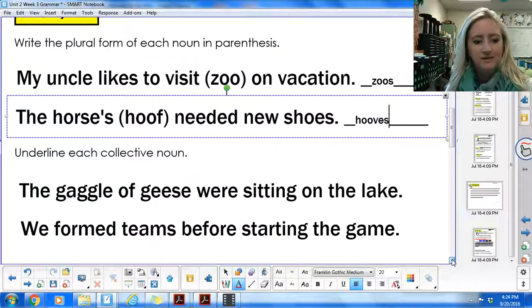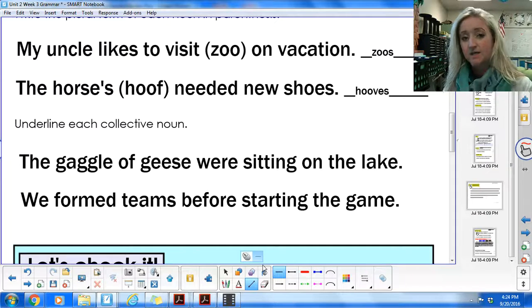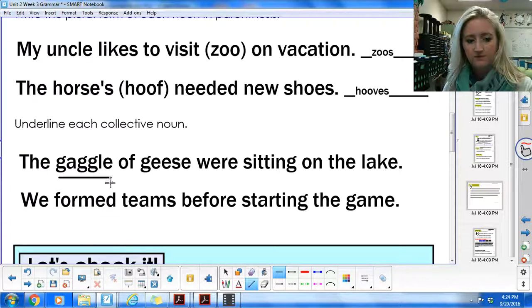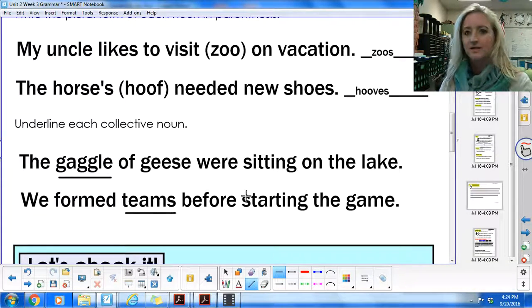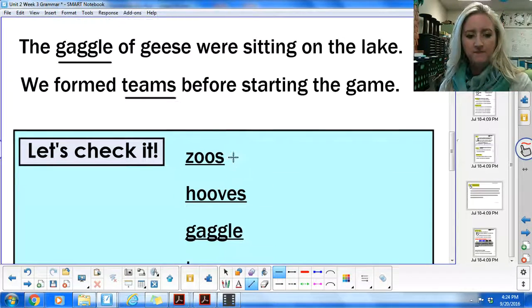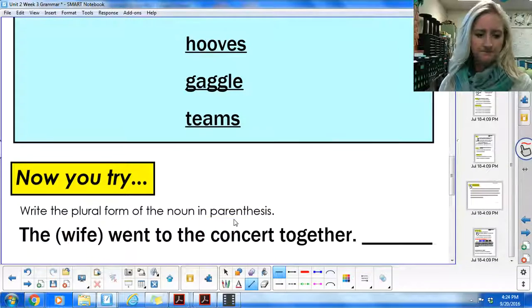Check out this collective noun sentence. Underline each collective noun. The gaggle of geese were sitting on the lake. Well, the word that stands for the group of geese was gaggle, so that's your collective noun. We formed teams before starting the game. Look at the collection of things. You'd have a team here. So those are your collective nouns. So let's check it. Zoos, hooves, I did good so far, did great. Gaggle and teams, doing awesome.